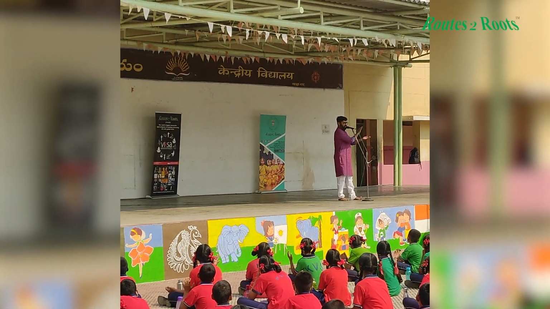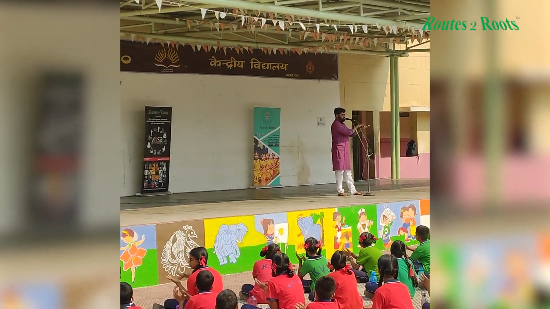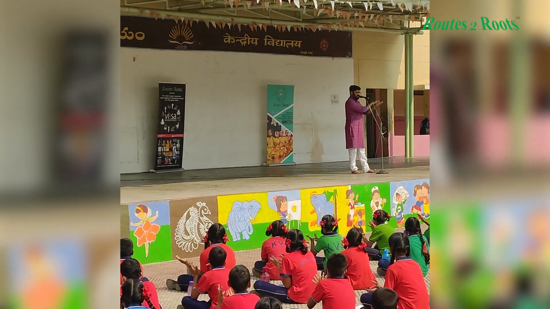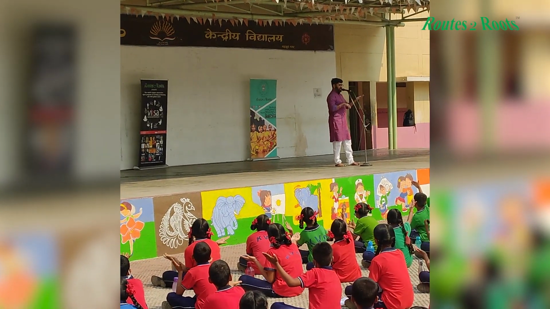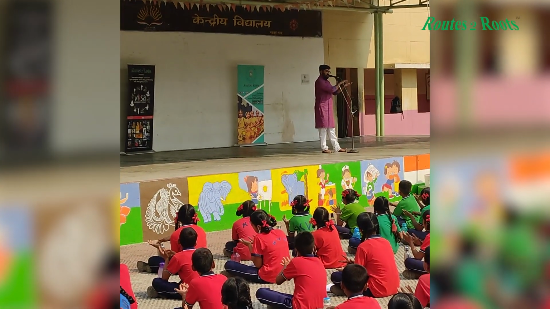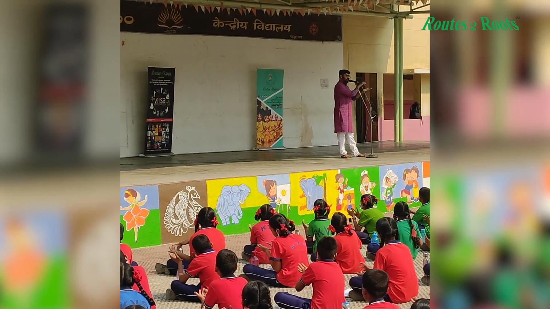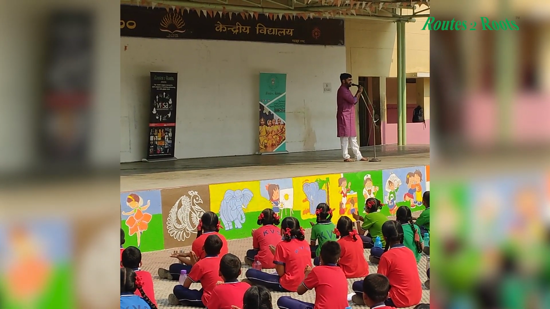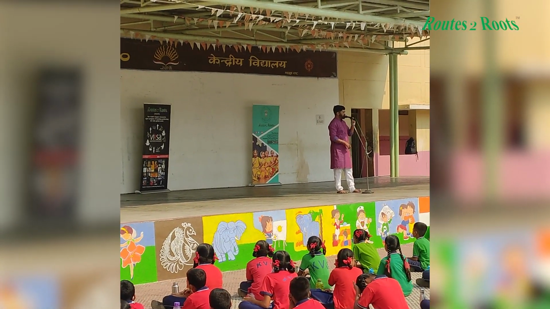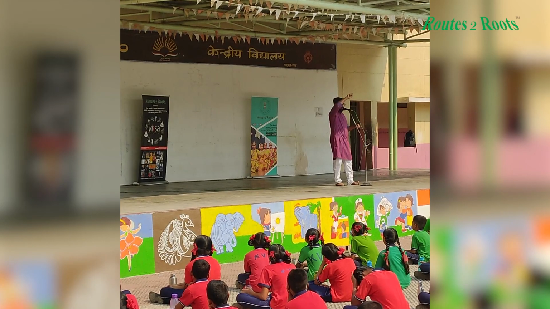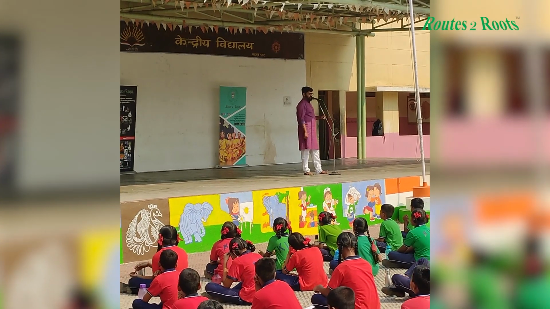Okay, 1, 2, 3, 4, 5, 6, 7, 8, 9, 10, 11, 12, 13, 14, 15, 16, 1. It comes to 1. That's called sum. The first beat is called sum. One cycle, no? One avartan. One cycle and you come to the first beat again, that is called sum.